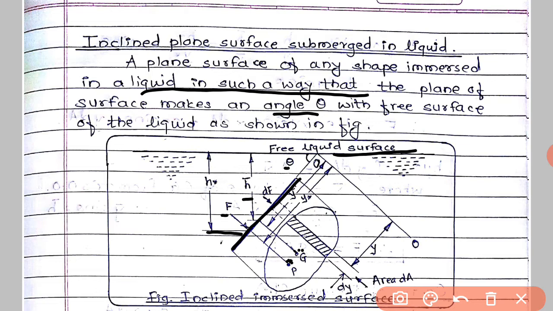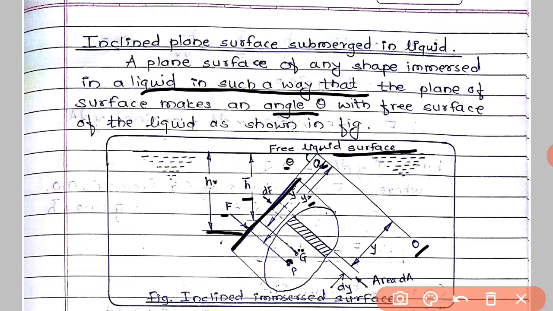The plane of the surface, if extended, meets the free liquid surface at point O. See here, point O is there. So let y bar be the distance of the center of gravity of the inclined surface from O dash O. This O dash O will be the new axis which we are going to take for obtaining this expression. So y bar is the distance of the center of gravity of the inclined plane surface from O dash O, and y star will be the distance of the center of pressure from O dash O. This will be the y star.